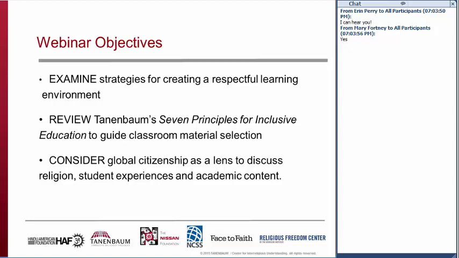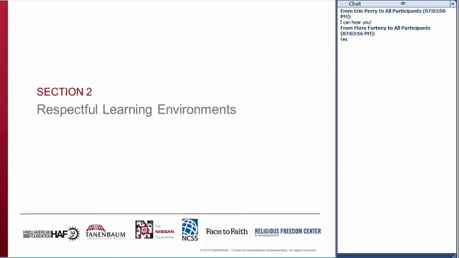And then finally, we want to take a look at the concept of global citizenship as a framework for discussing religion and religious identity through the content that you're already introducing to students. So those are our objectives for the evening. And we're going to go ahead and get started with talking about this idea of respectful learning environments.